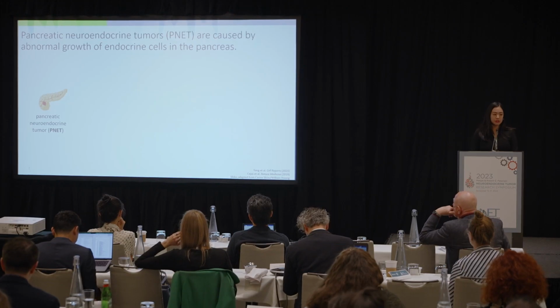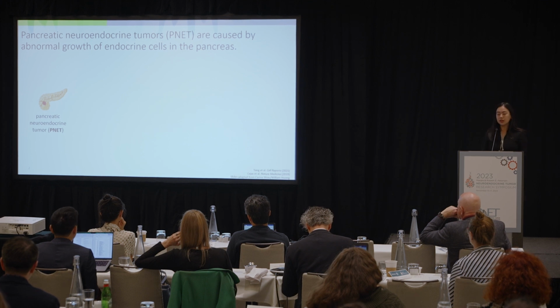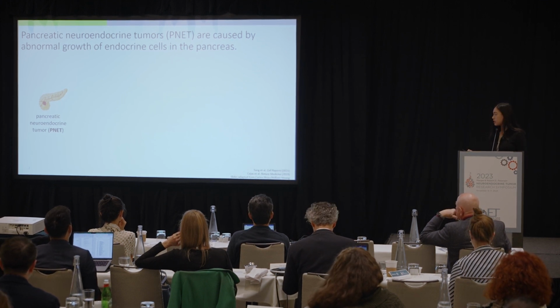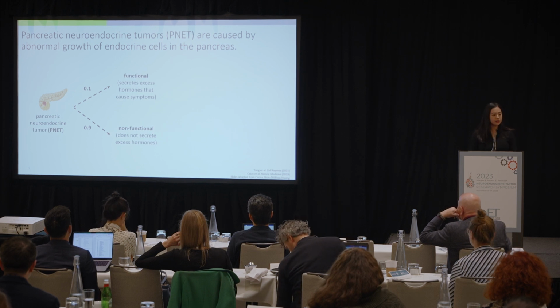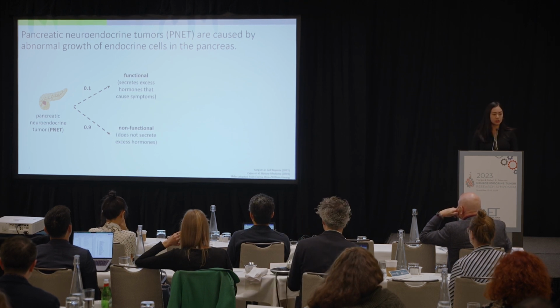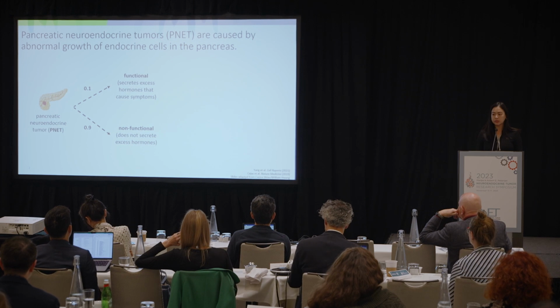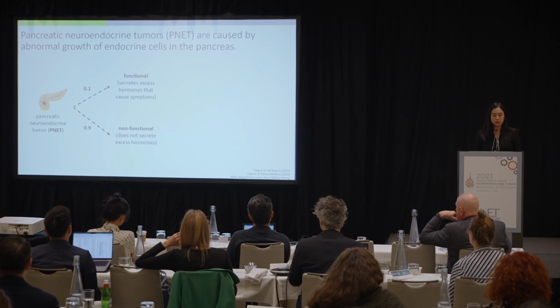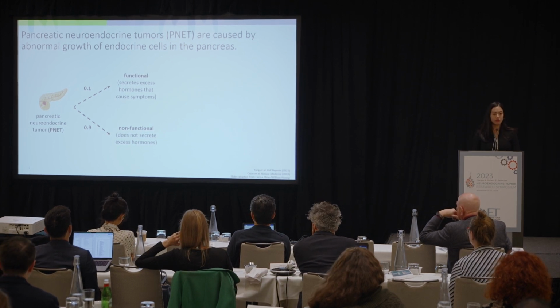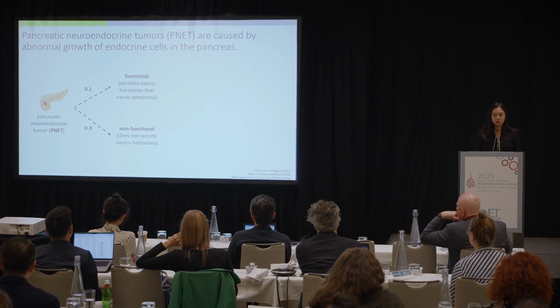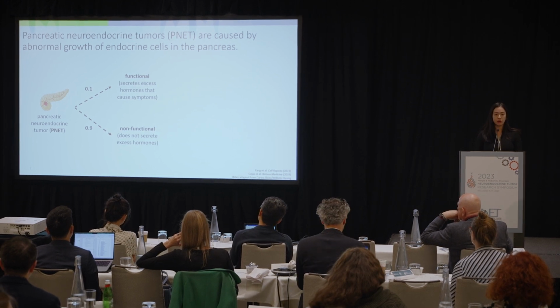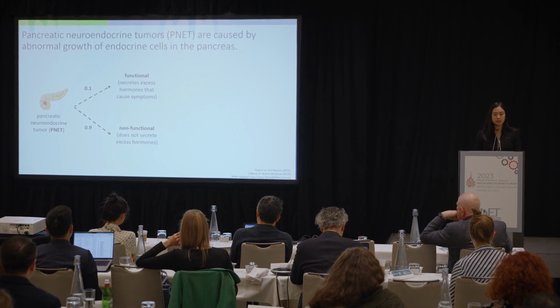So pancreatic neuroendocrine tumors, or PNETs, are caused by the abnormal growth of endocrine cells in the pancreas. And PNETs are a very diverse group of tumors. They're phenotypically diverse in that about 10% are functional, producing hormones and causing a vast array of diverse symptoms, while 90% are non-functional and not producing any hormones. And these non-functional tumors can often grow for a long time asymptomatically and therefore are often caught at later stages in disease.